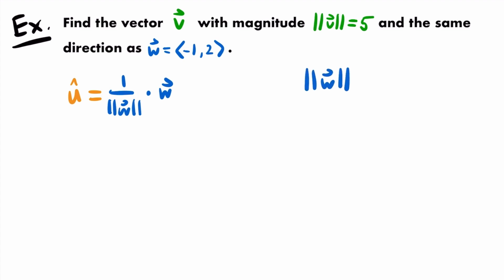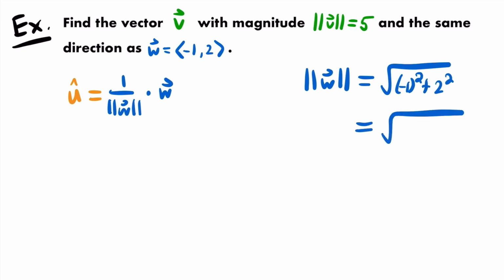We want to find the magnitude of vector w. That will be equal to the square root of the sum of its components squared. In this case, the components are -1 and 2. So we'll have -1 squared plus 2 squared. And if we simplify, this will be equal to the square root of 1 plus 4, right? -1 squared is 1 and 2 squared is 4. 1 plus 4 is 5, so the magnitude of vector w is the square root of 5.